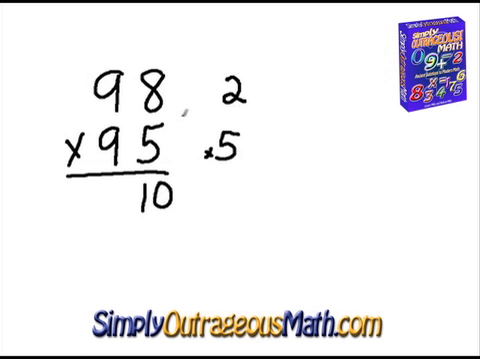And to get the first part of our answer at the beginning, we're going to subtract 98 minus 5, or we can subtract 95 minus 2, whichever you'd like to do. So 98 minus 5 is 93, and 95 minus 2 is 93. So our answer is 9,310. Hope you've learned something about multiplying two numbers in the 90s.